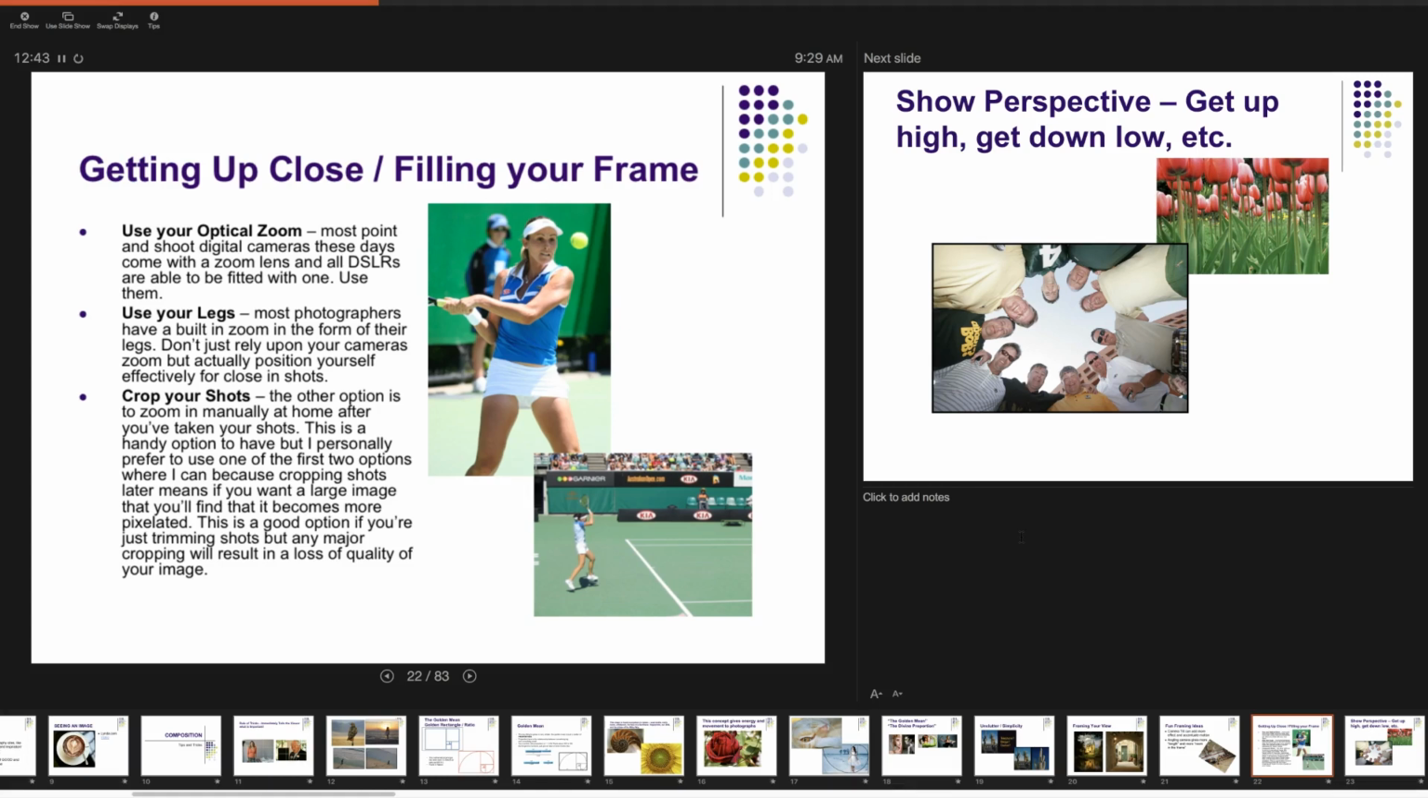Now, these cameras, these point and shoots, can go beyond the 4X or whatever they advertise. That's the optical quality. That means that the glass built into here can do whatever is advertised on the front of it. Beyond that, you go into digital zoom.